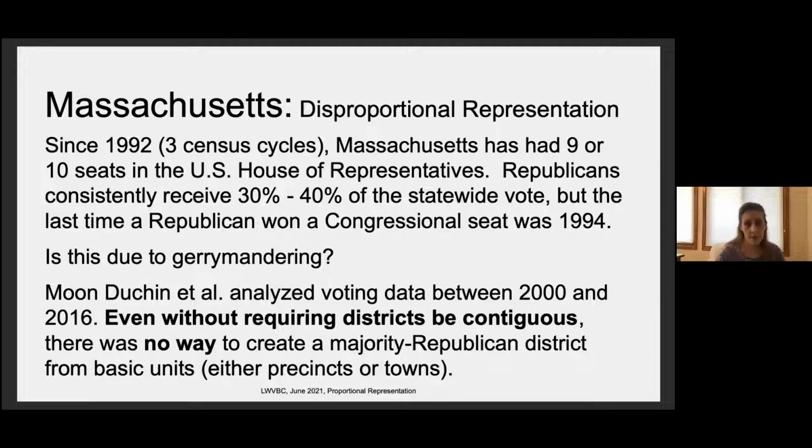Well, Moon Duchin, who is also a gerrymandering expert and a math professor at Tufts University, and her collaborators looked at voting data over a 16-year period from 2000 to 2016, and they looked at a variety of statewide elections, and they found something very surprising. Districts generally have to be drawn to be contiguous, right? You don't want part of your district here and then another district way at a different end of the state. They found that even if you drop the contiguity requirement and you just list either precincts or townships in Massachusetts from most Republican to least Republican, and you pick off the most Republican precincts or townships, there are not enough of them to create a majority Republican district. So it is mathematically impossible to draw a majority Republican congressional district in Massachusetts. It's not gerrymandering. It's literally impossible to do.